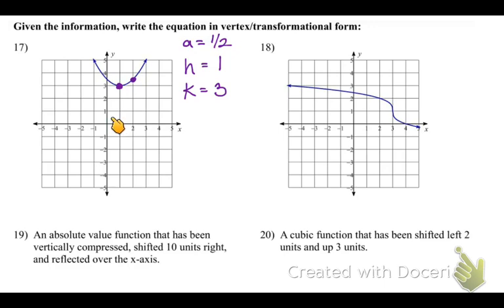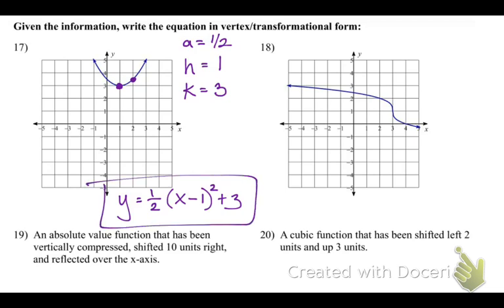So since this is a parabola, we have our a, h, and k. I can go ahead and write my equation. It would be y equals a, which is 1/2, times x minus h squared, since it's a parabola, plus k, so plus 3. And that's the final answer for number 17. I would like you to try number 19, and then go ahead and choose the answer that you believe is correct.